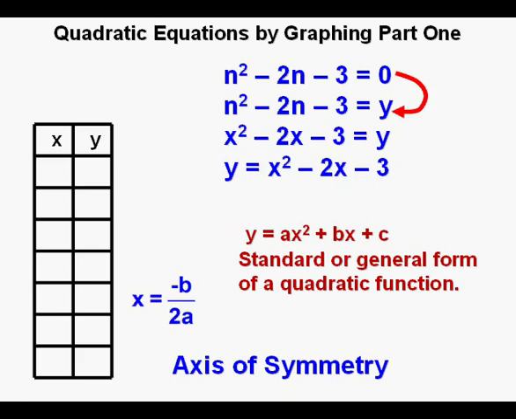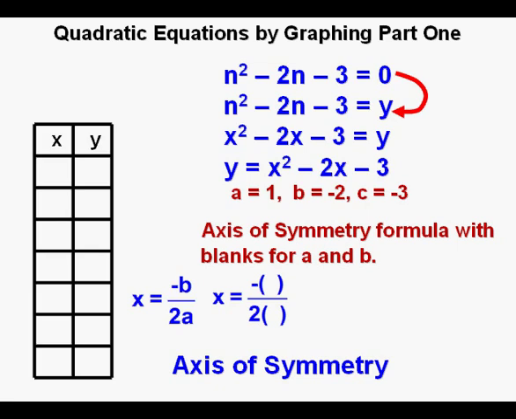First, this function has to be in the standard or general form of a quadratic equation, y equals ax squared plus bx plus c. And we see that it is in this form of a function. And accordingly, a equals 1, b equals negative 2, and c equals negative 3.